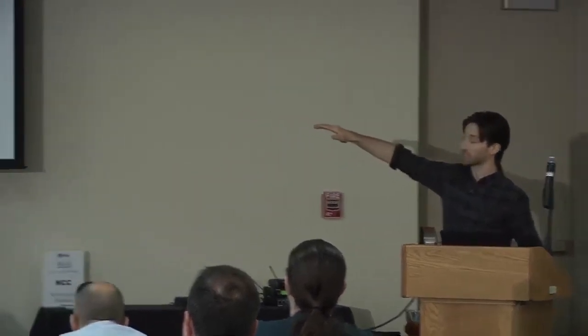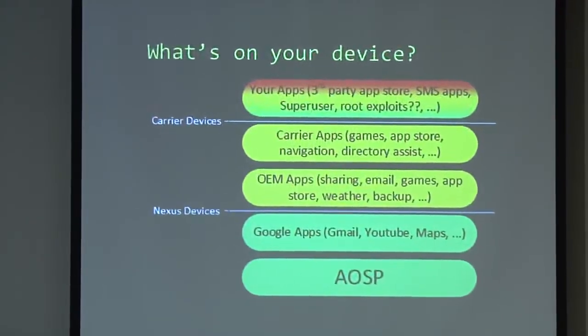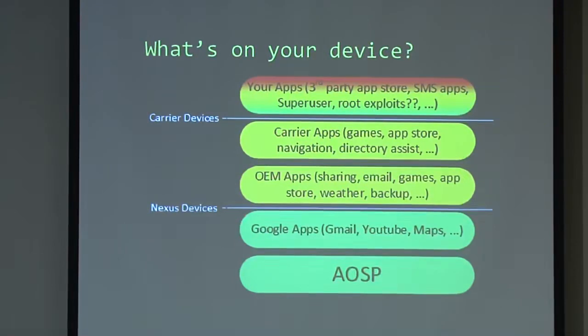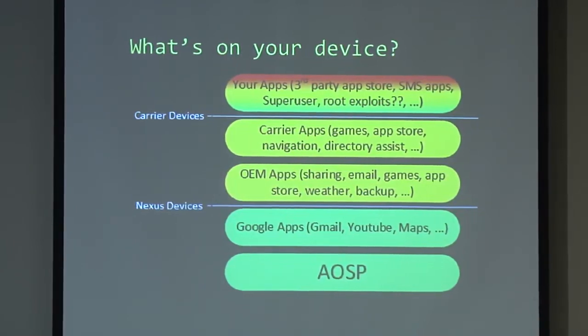So you have the OEM apps, and then on top of that, you have the carrier apps, right? So you may have a Samsung device. Samsung puts their apps on it. It gets shipped to AT&T. AT&T puts their apps on it. It gets shipped to T-Mobile. T-Mobile puts their apps on it. So now you've got this conglomeration of apps on your device. And then you have your apps on top of it.